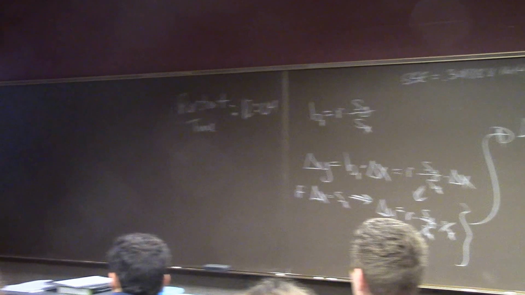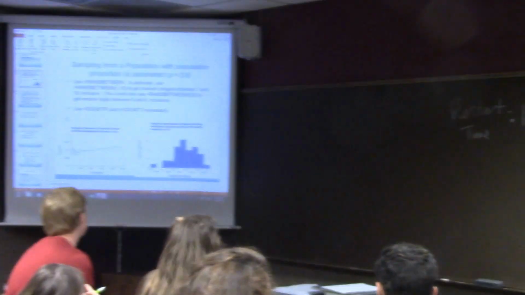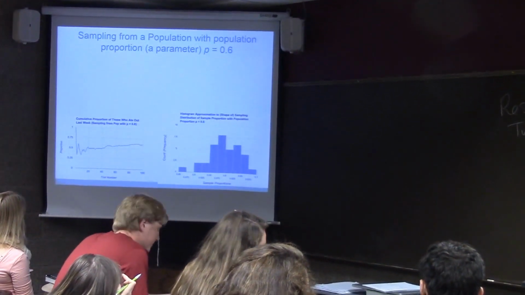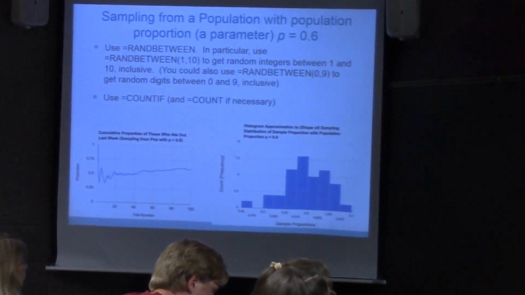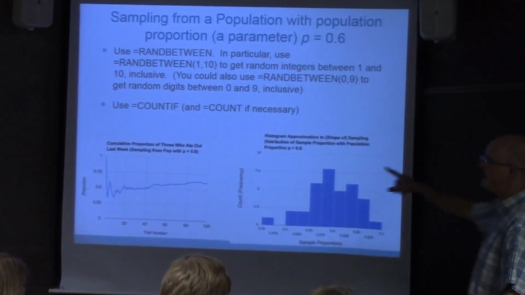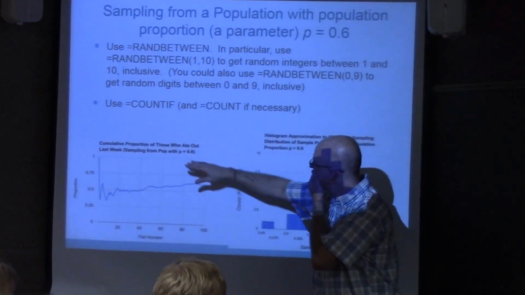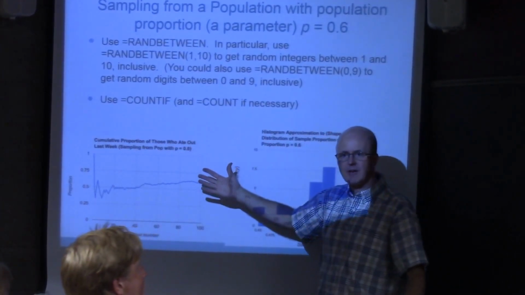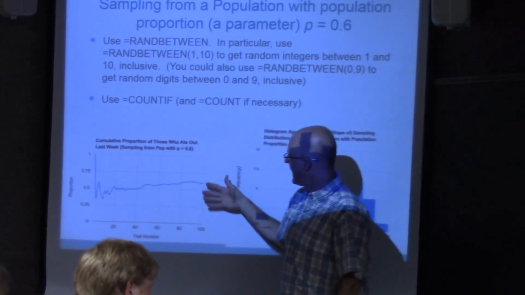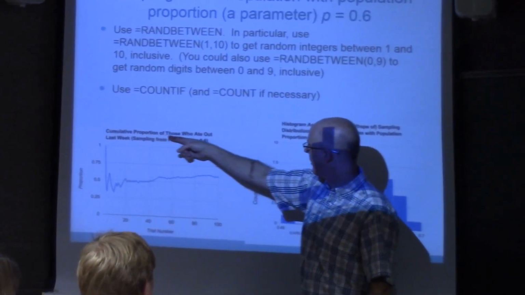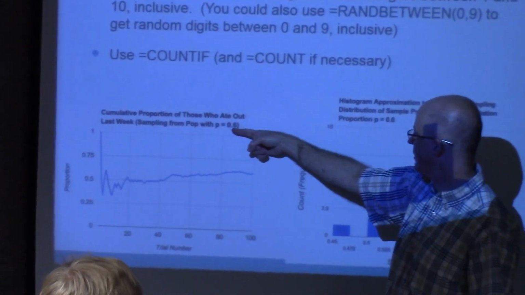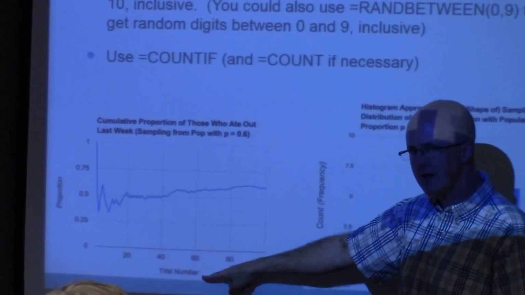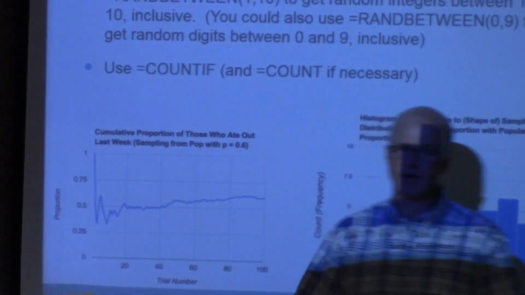So again, you're going to be trying to make a graph like this one here on the left. You won't be trying to make a graph like the other one because we didn't have enough time to talk about it, but maybe next time we'll talk about that one. You should label your graph. I labeled mine based on my situation. Cumulative proportion of those who ate out last week. We're sampling from a population with p equal to 0.6. Trial number down there, proportion over there.